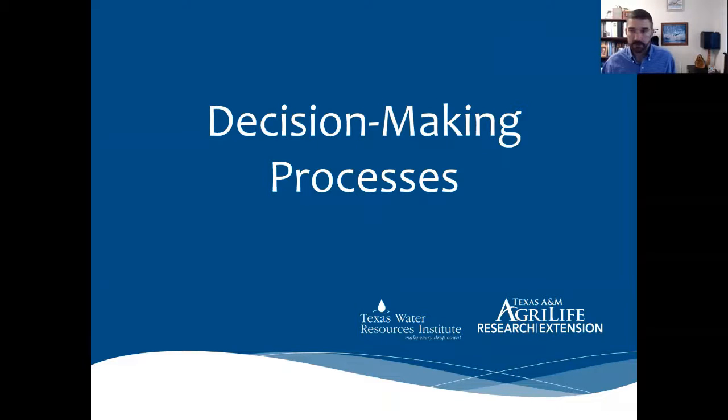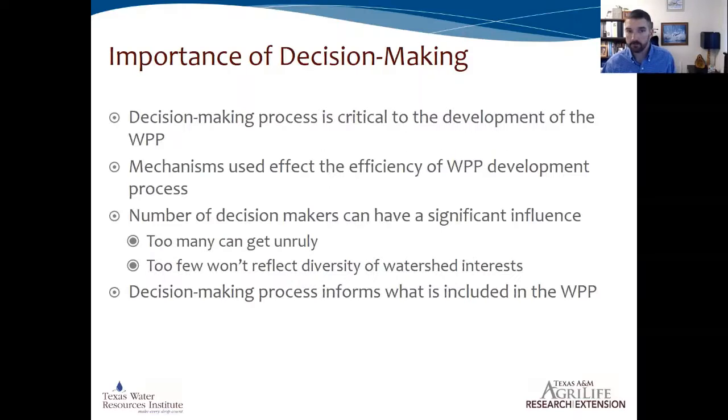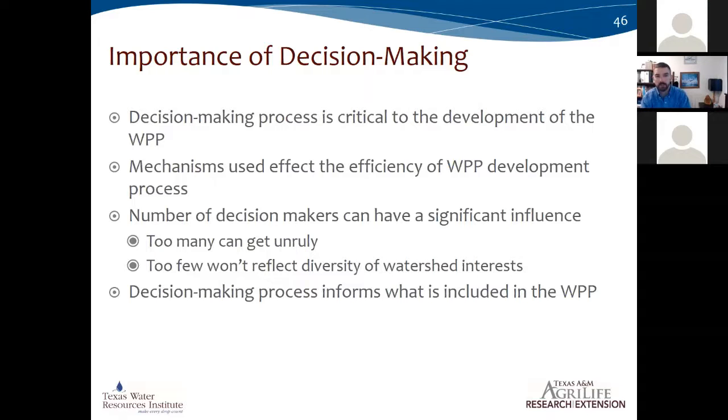So last section here is the decision-making process. And I've alluded to this a little bit already, but the decision-making is quite important in the development of these plans. And really the way that decisions get made affects the efficiency of the development of the plan. You can have a lot of decision makers or not enough decision makers, and there's a happy medium in there. If you get too many people that are tasked with making decisions like ultimately what goes in the plan, that can be terribly difficult to navigate.